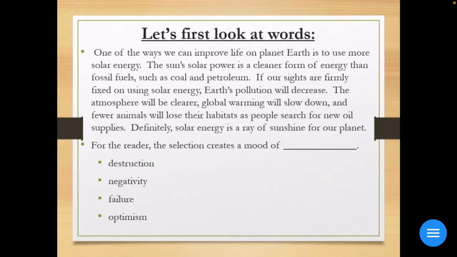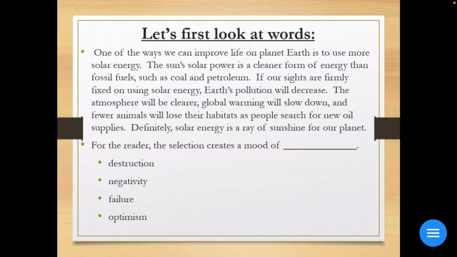So, which one of these words describes the mood of this writing? Is it destruction? Is it talking about how the earth is dying and things are being destroyed? Well, it does talk about how animals lose their habitats and pollution. But let's think about it. What's the first sentence in the paragraph again? One of the ways we can improve life on planet Earth is to use more solar energy. So what they're talking about is how to improve these things. So I don't think it's destruction.